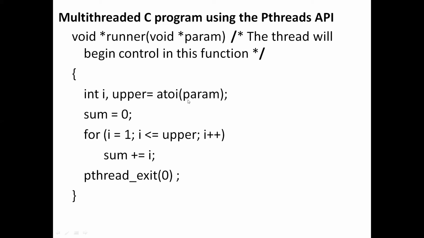What does the atoi function specify? atoi stands for array to integer, which is used to convert the array into an integer. This is a character array, and we are converting the character array into an integer by using atoi. After converting into an integer, this will be initialized to upper. Now upper is holding a value of 3.